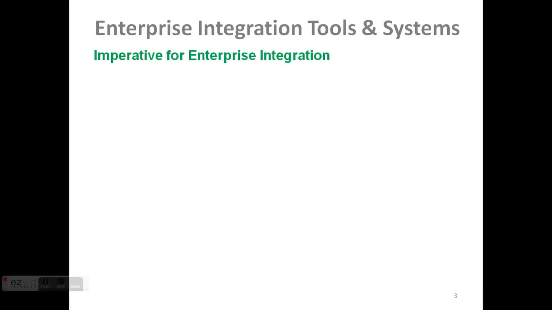Let's talk about the imperatives of enterprise integration. What are really important parts of enterprise integration? So how are we going to integrate the enterprise? The need for enterprise integration is being driven by the changing needs of the businesses.